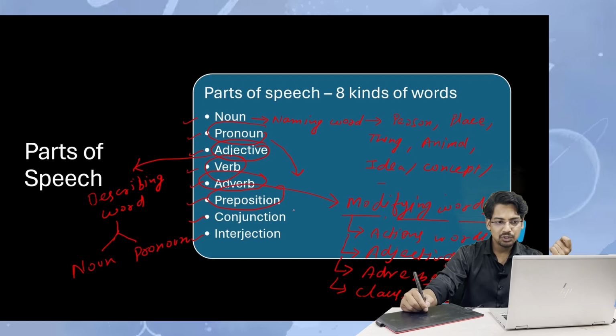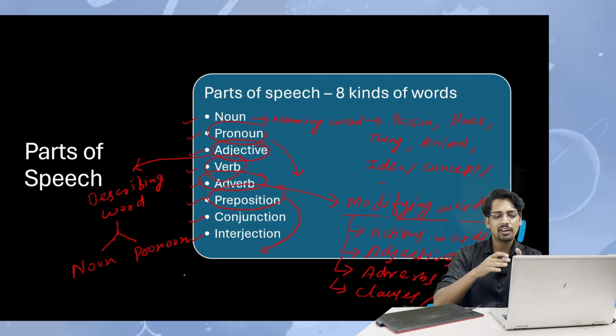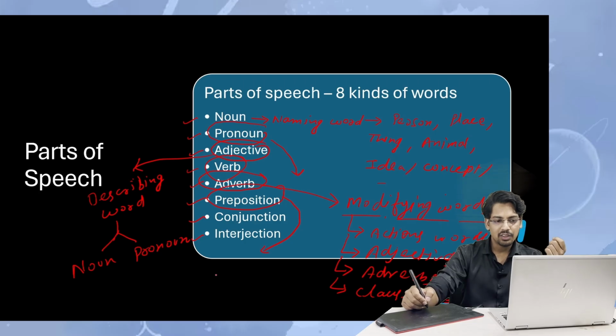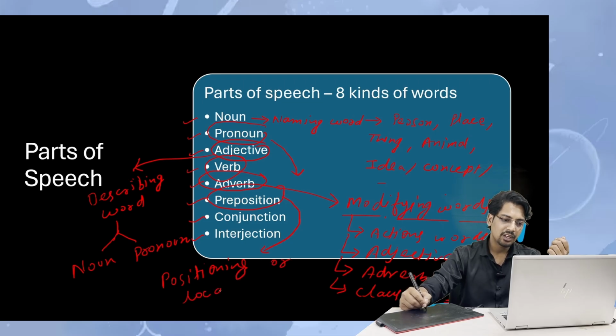Now let's talk about the preposition. What kind of word is the preposition? Suppose I'm asking a question, where are you sitting right now? You will answer me, I am sitting in my room. Where are your books? Your books are on the table. So where are your books? On the table, in the room, in and on. These are the words telling about the location and the position of something, right? That's why this is called the positioning or locating word.